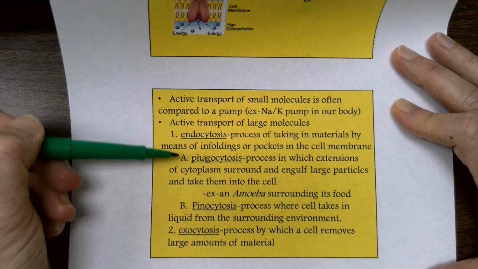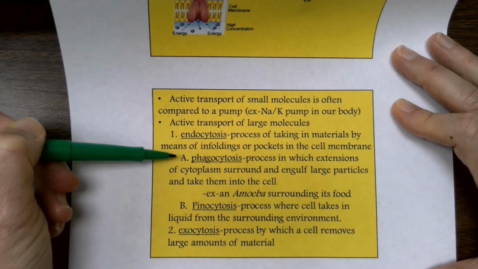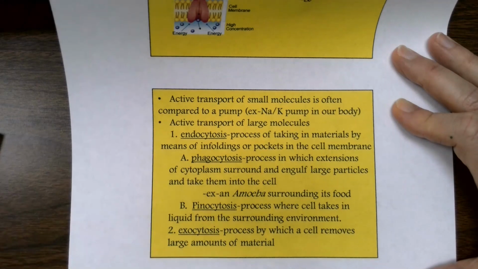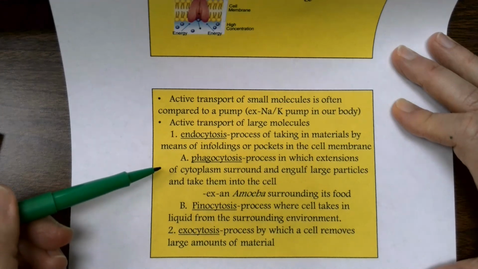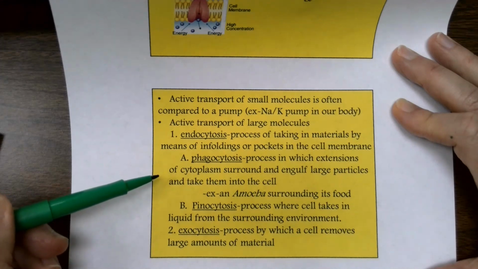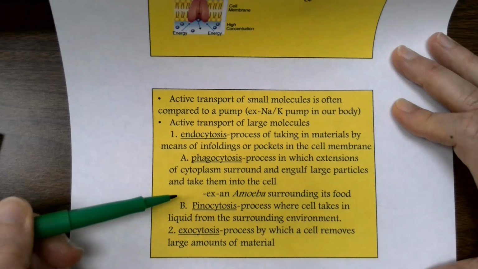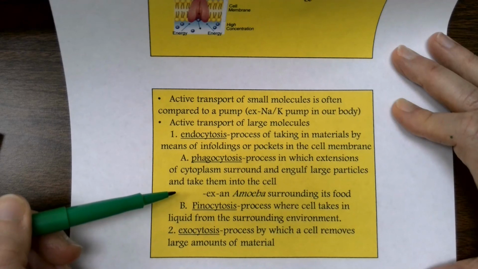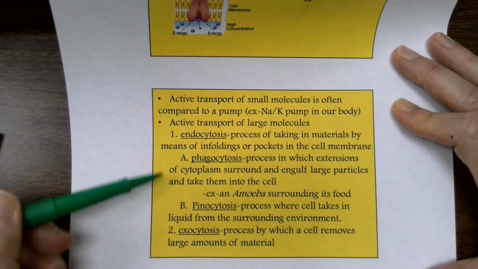Within the category of endocytosis, there are two types of endocytosis, phagocytosis and pinocytosis. So pinocytosis is a process where cells are going to take in liquid from the surrounding environment into a little end pocket or enfolding. Phagocytosis is a process where extensions of cytoplasm are going to surround and engulf a large particle and take it into the cell. An example of that is an amoeba surrounding and engulfing its food. White blood cells in your body phagocytize things that are pathogenic, like bacteria and viruses, for example, that might cause some sort of infection. Okay, and so we'll watch a couple of videos about these as well.